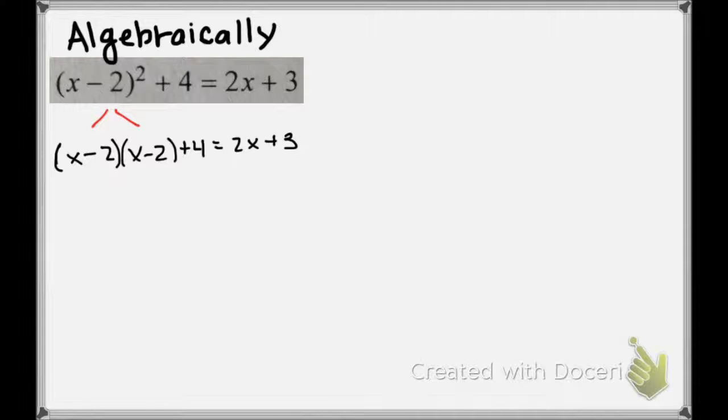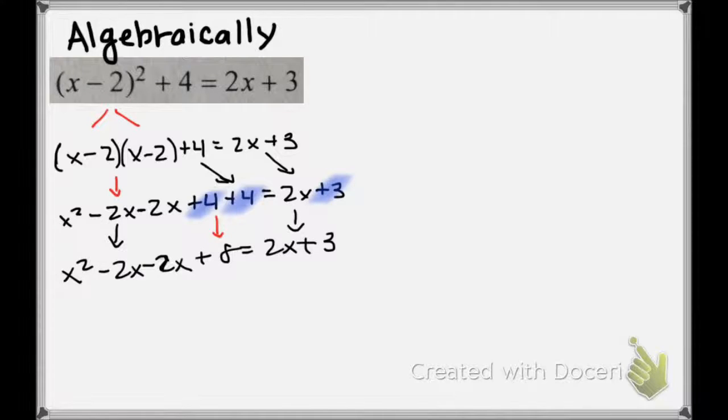So x times x is x squared. Negative 2 times x is negative 2x, and that's the same thing as the next step. And negative 2 times negative 2 is positive 4. And then we just bring everything else down. We then start to combine like terms. So 4, 4, and 3 are like terms. We add the two 4s and have 8, and subtract 3 from both sides.